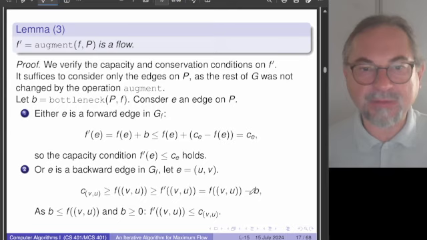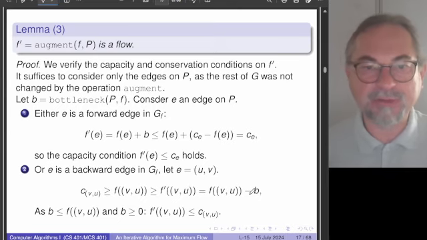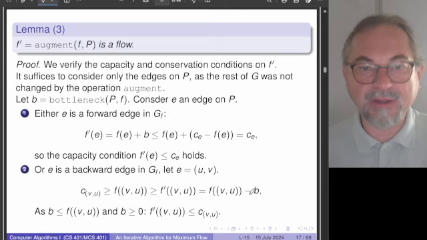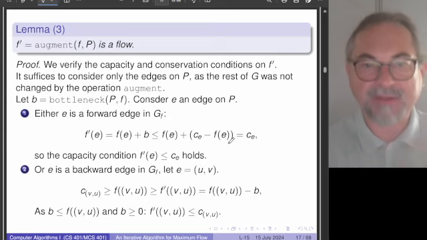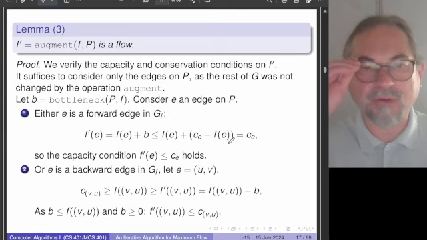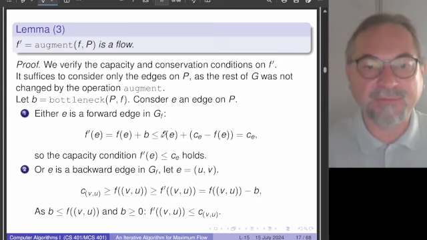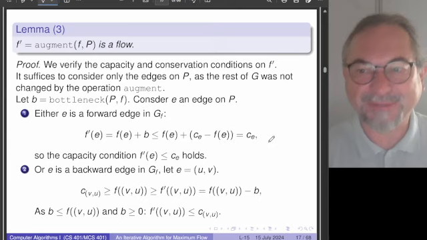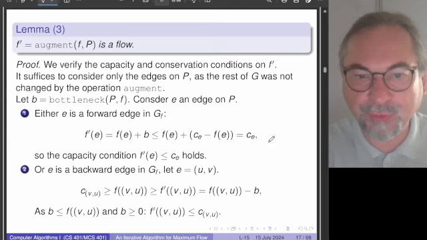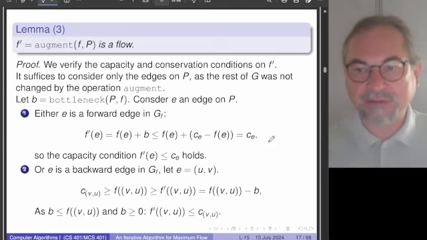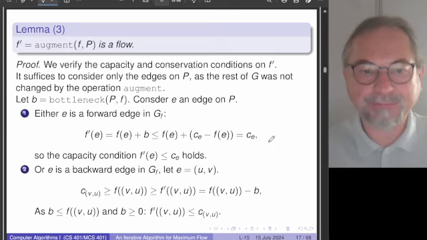Now, the bottleneck was the smallest residual capacity, so for every edge, it's bounded by the capacity minus the flow on it. And if you see, it works out very nicely. We see that the new flow still respects the capacity of every forward edge.